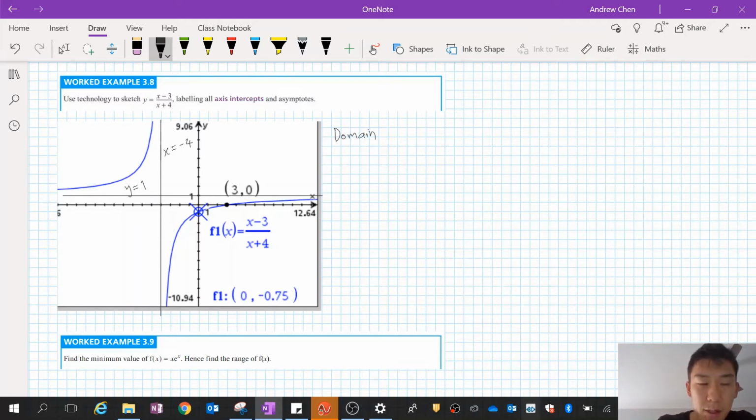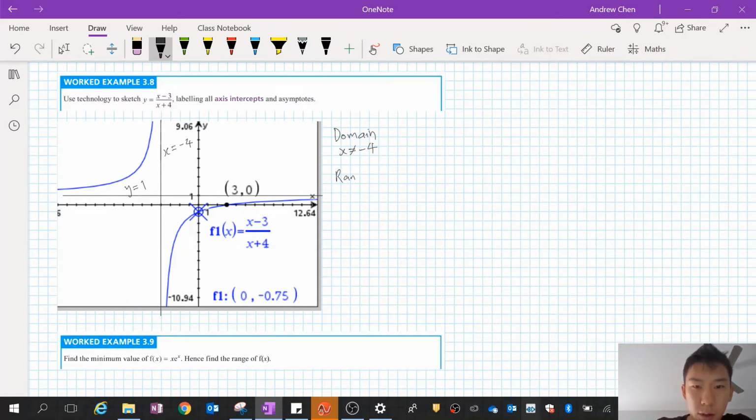Alright, so let's confirm this. So the domain, if we look at (x - 3)/(x + 4), that just means our domain is x cannot equal -4. It can take on any other real numbers, because we cannot divide by 0. So that's why we have an asymptote at x equals -4.